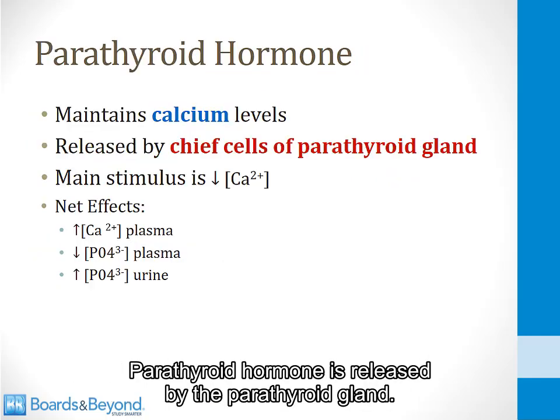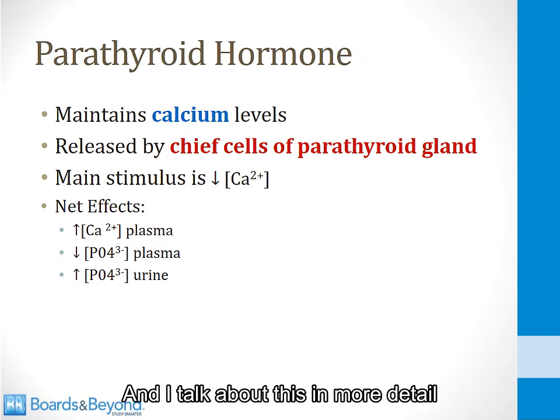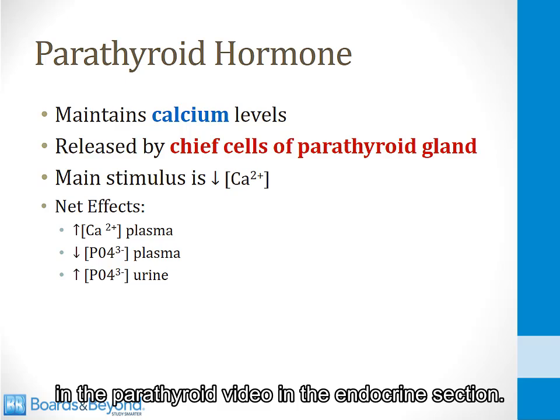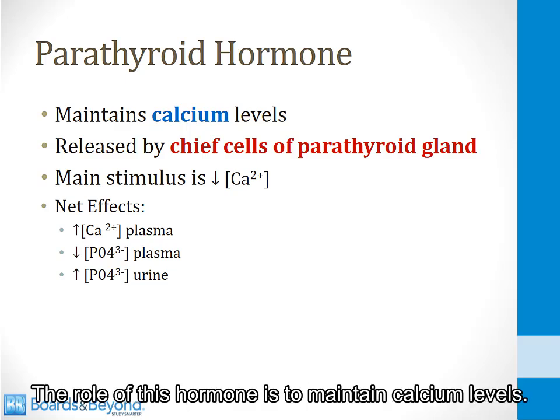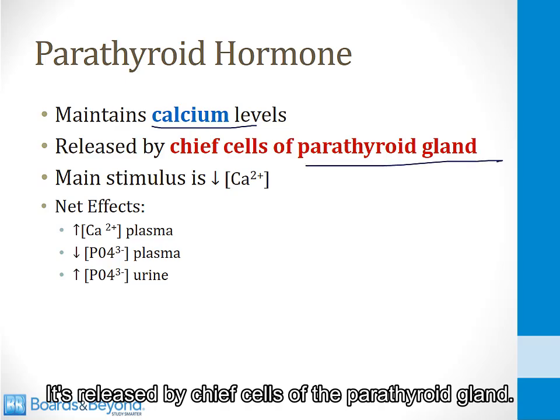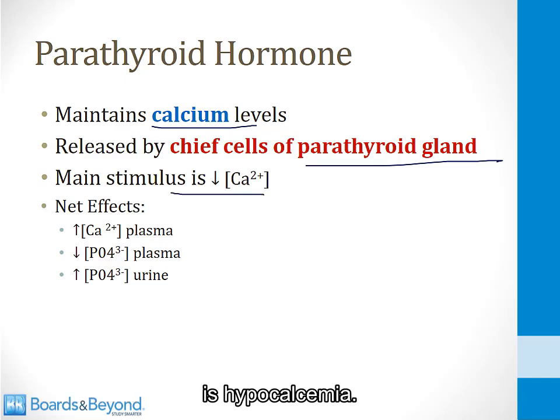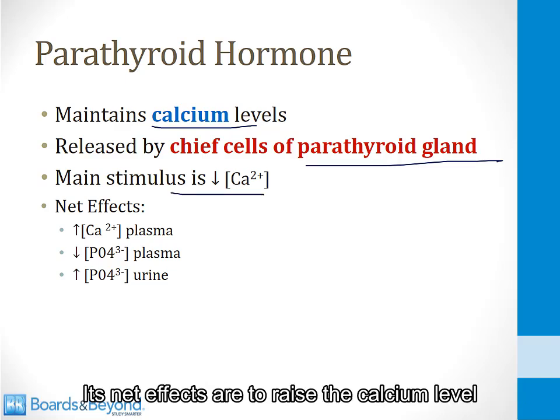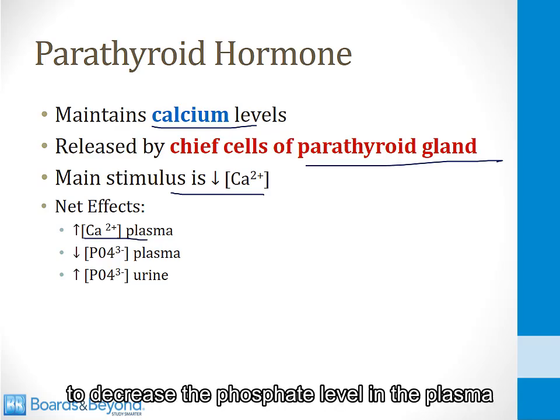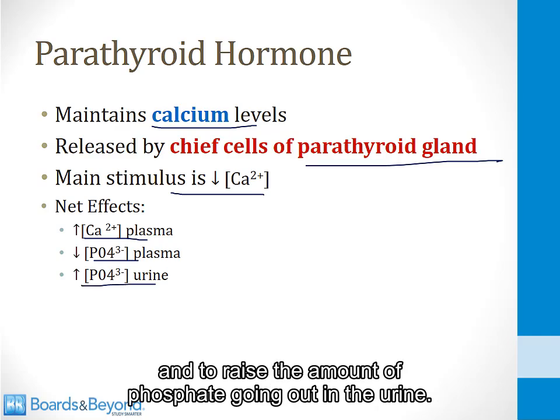Parathyroid hormone is released by the parathyroid gland, and I talk about this in more detail in the parathyroid video in the endocrine section. The role of this hormone is to maintain calcium levels. It's released by chief cells of the parathyroid gland, and the main stimulus for release of parathyroid hormone is hypocalcemia. Its net effects are to raise the calcium level in the plasma, to decrease the phosphate level in the plasma and to raise the amount of phosphate going out in the urine.